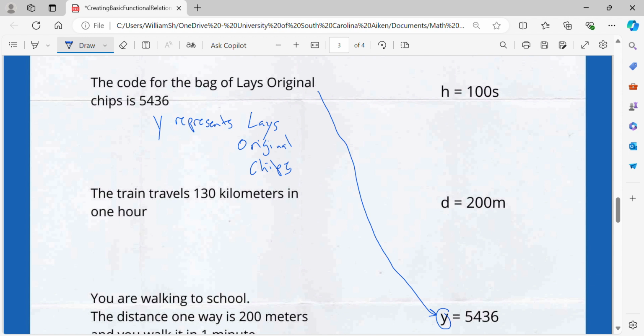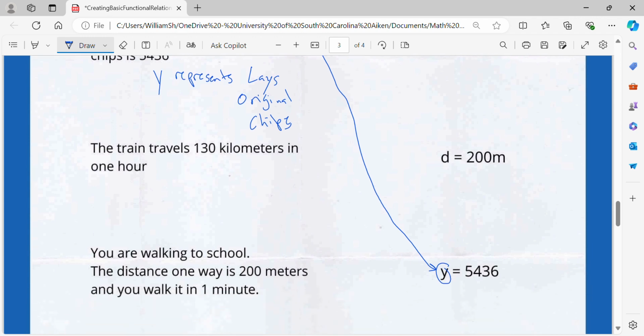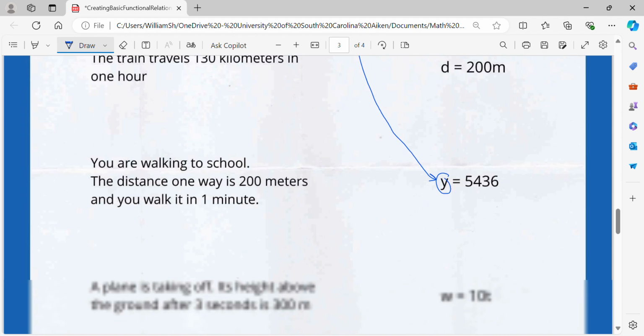Very simple formula. How do I get Lay's potato chips? I go to the machine, I enter the code 5436. That is the function that gets me the Lay's potato chips. Let's look at number 2. The train travels 130 kilometers in 1 hour. Okay. The train travels 130 kilometers in 1 hour.